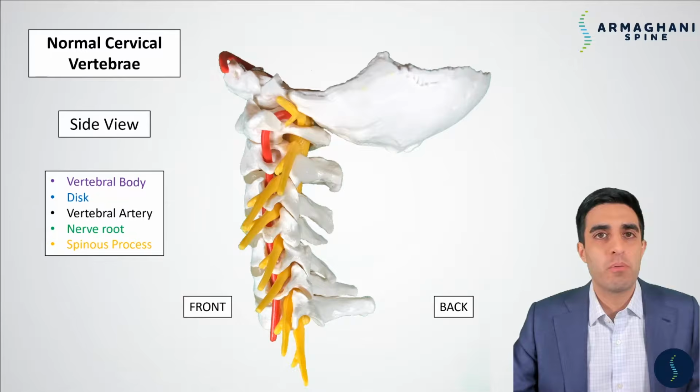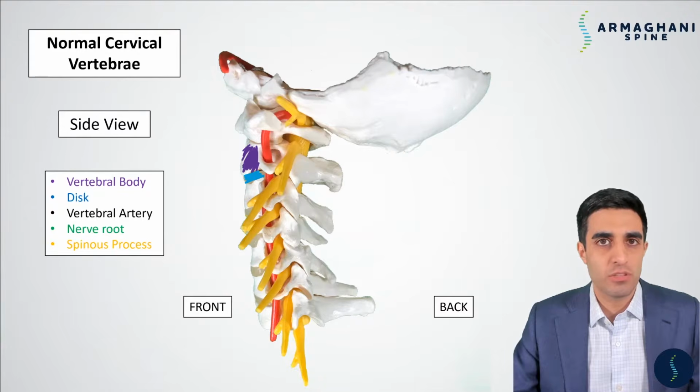The structures that we want to see here are going to be the vertebrae, outlined in purple, with a disc in between each vertebra. The vertebral artery is highlighted here in black, and at each area in between the vertebrae, there is a nerve root that goes to a specific area of your arm or upper back. Lastly, the spinous process is highlighted in yellow.